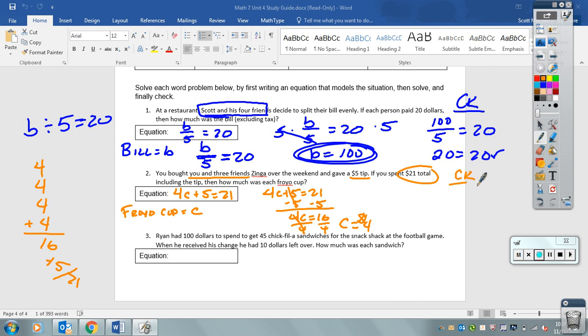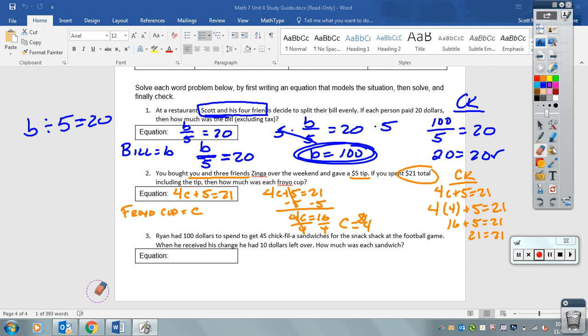The official check should be to write the equation: 4C plus 5 equals 21. 4 times C, C is 4. So 4 times 4 is 16, plus 5 equals 21. 21 equals 21.